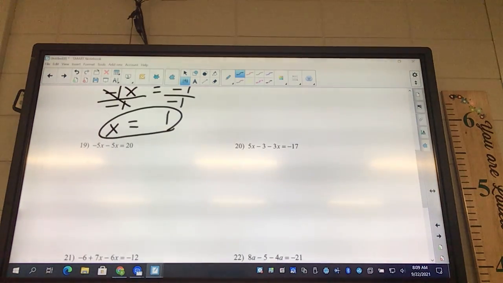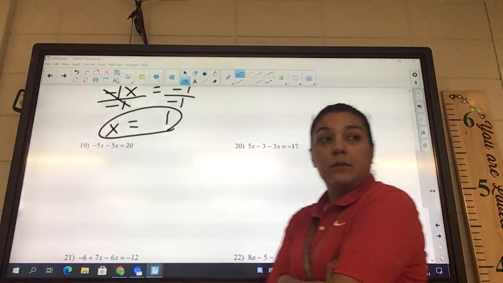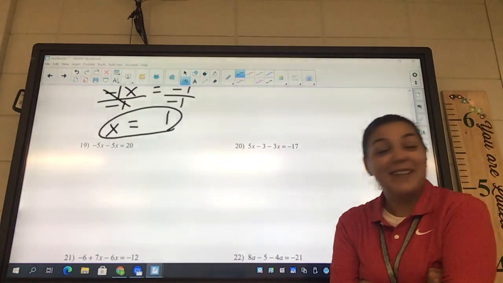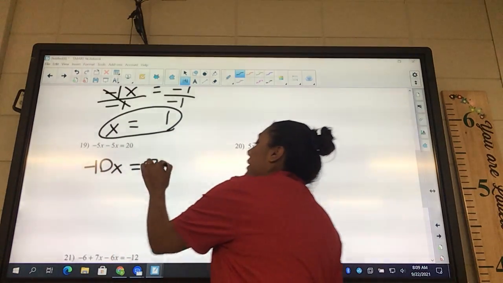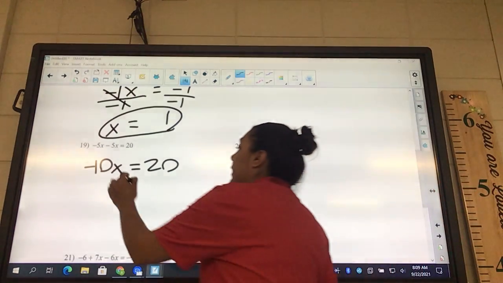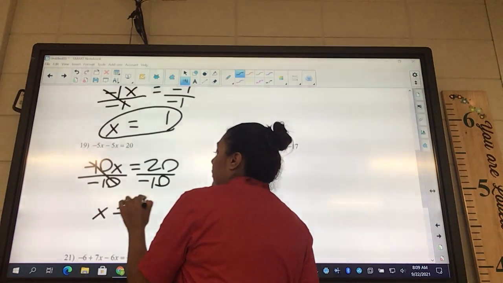Okay, 19, we got negative 5x minus 5x equals 20. What can we combine? The 5x's, it's going to give me what? Okay, we're going to have negative 10x equals 20. Who's the kid? Nobody. So now what? We're going to have to divide by negative 10. You're going to have x equals negative 2.